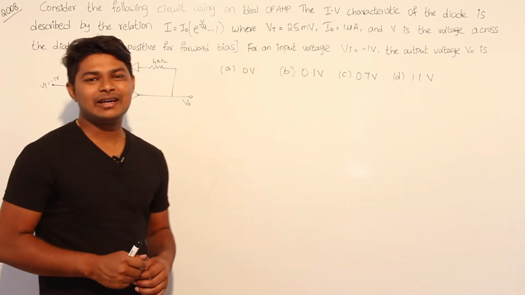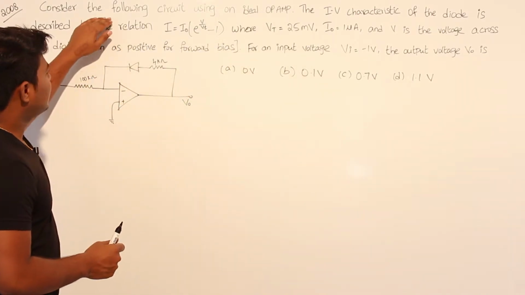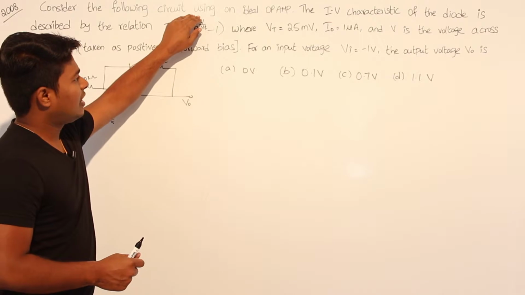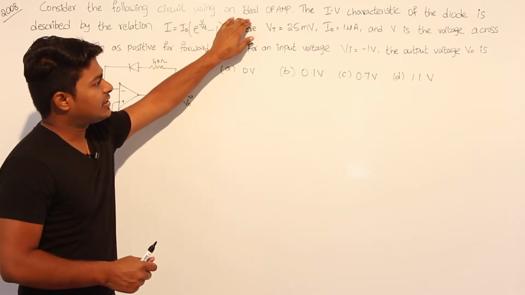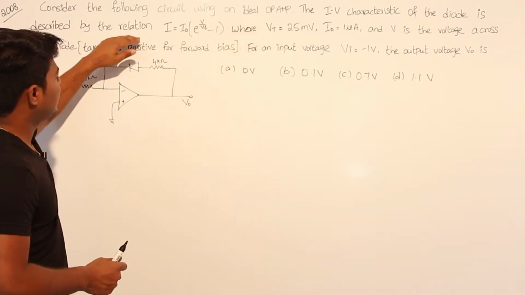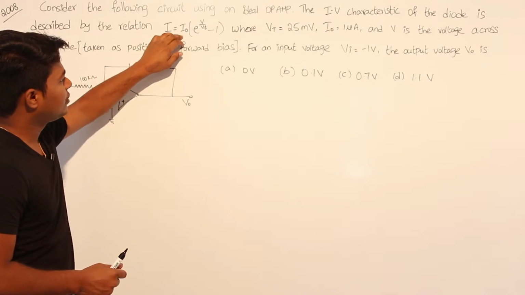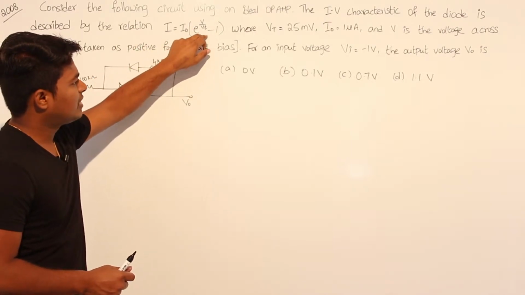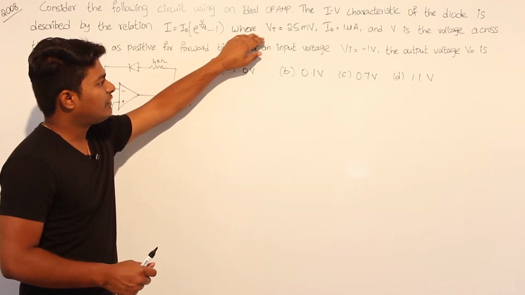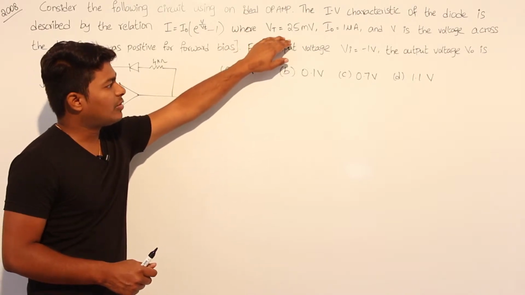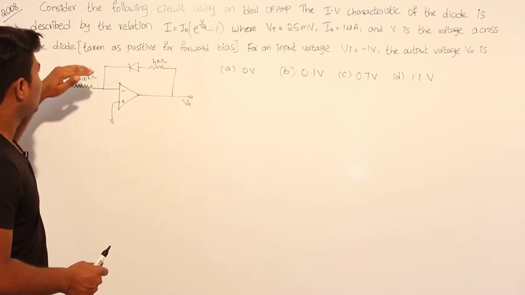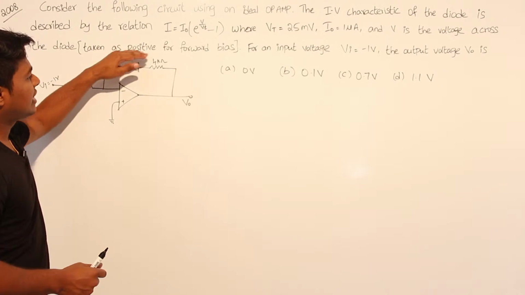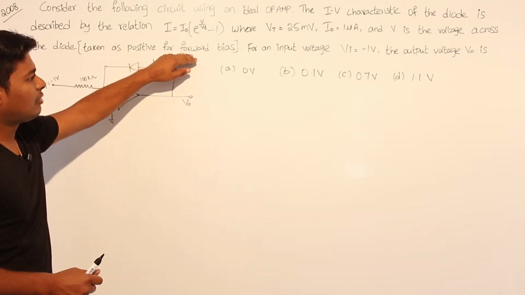This question is given in GATE 2008. Consider the following circuit using an ideal op-amp. The IV characteristics of the diode are described by the relation I = I0 (e^(V/Vt) - 1), where Vt = 25 millivolts, I0 = 1 microampere, and V is the voltage across the diode. It is taken as positive for forward bias.